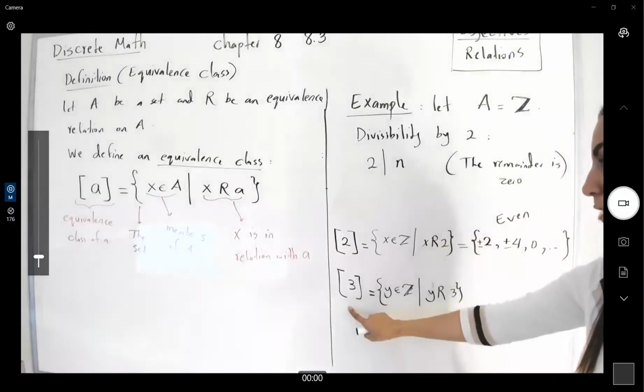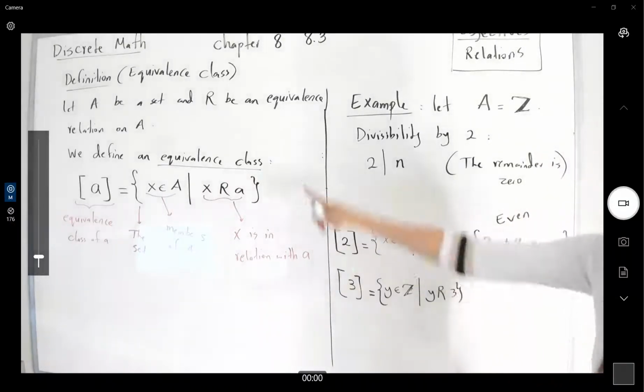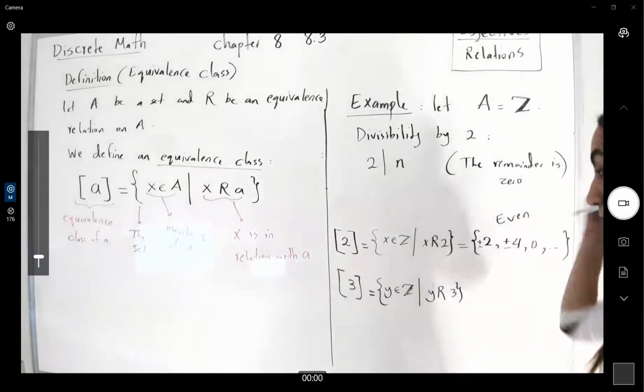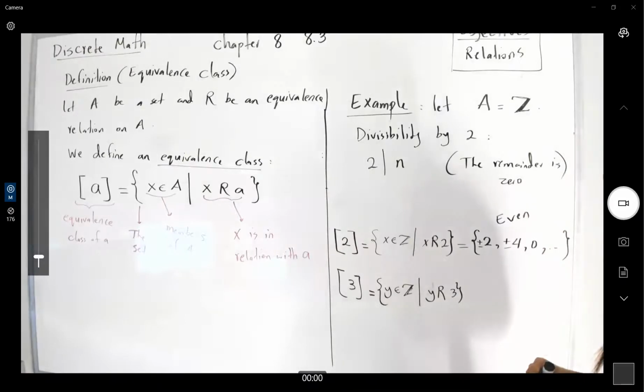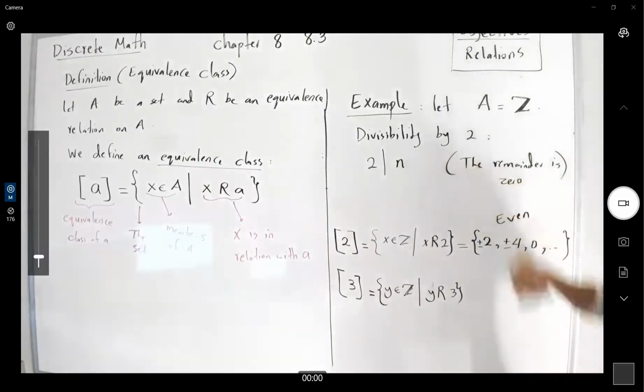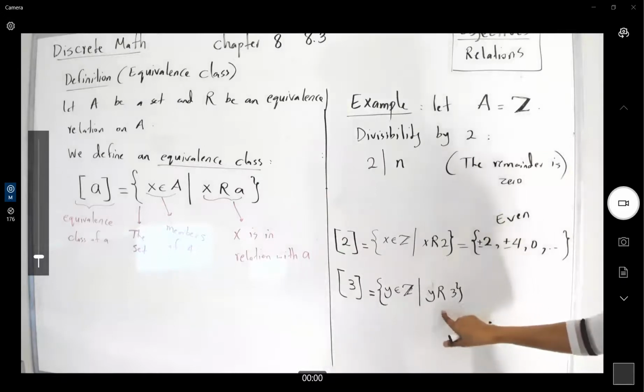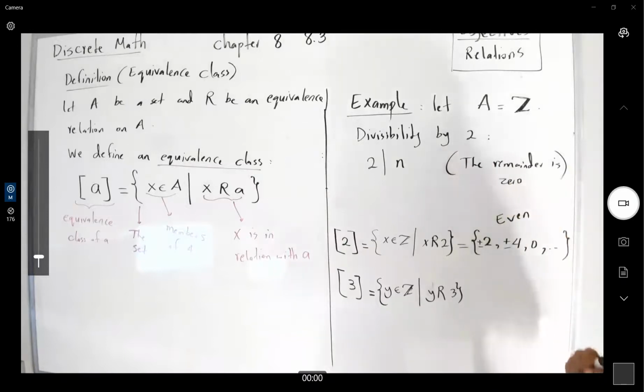What about the equivalence class of 3? It says all integers that are in relation with 3. But the relation that we defined is divisibility by 2. It means that if I divide them by 2, the remainder is equal to 0. Okay, well, what are the elements that are in relation with 3? If I divide them by 2, the remainder is going to be 0. So how do we list the elements here?